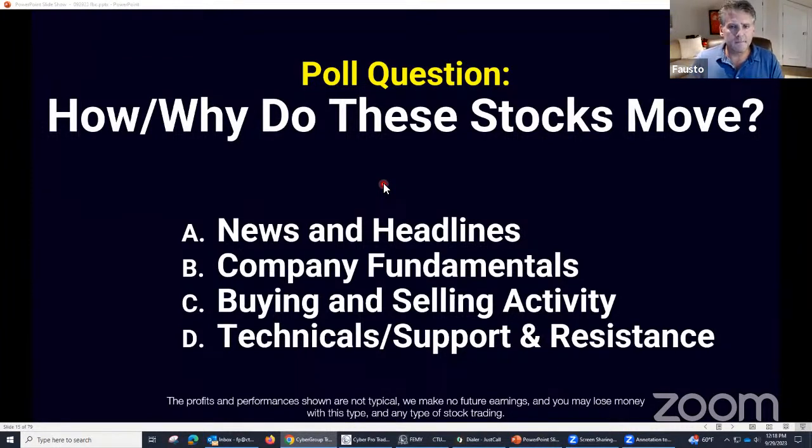Question for everyone here. Give me A, B, C, or D. How do these stocks move? Is it news? Give me an A. Is it company fundamentals? Give me a B. If it's buyers and sellers, give me a C. Or if it's technical support, give me a D.